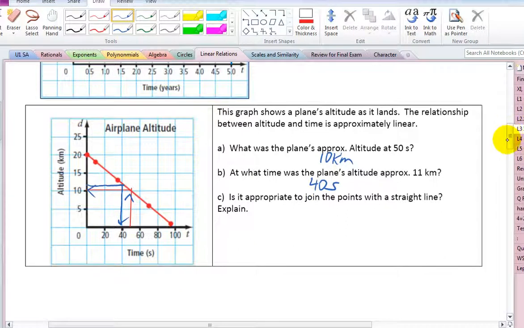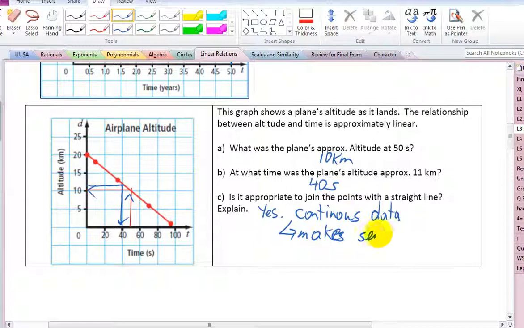Good. Is it appropriate to join the points with a straight line? Explain. Yes. It's continuous data. So it makes sense to have points in between. How many people have been on a plane where it's instantaneously lowered 2 kilometers? No one? Good, because you'd be dead. Planes gradually decrease to the ground, just to let you know. They don't instantaneously drop.